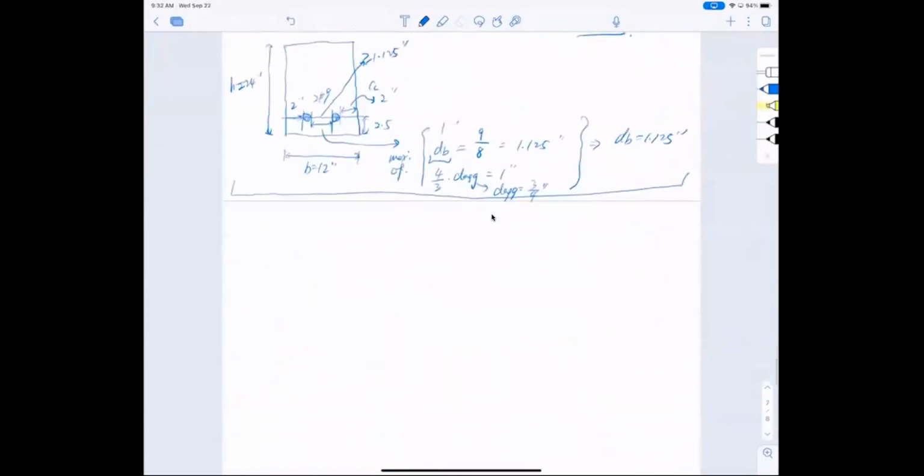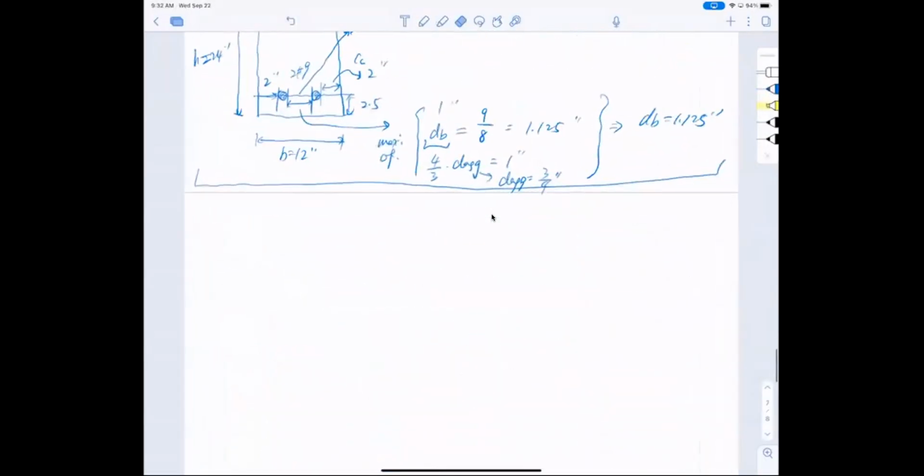Let me share my screen and explain to you. Okay, do you see the screen here? Okay, so it's 4/3 D subscript AGG. So that is aggregate size. So we are using 3/4 aggregate size. Got it? Cool. Thank you. No problem. Anything else, folks?